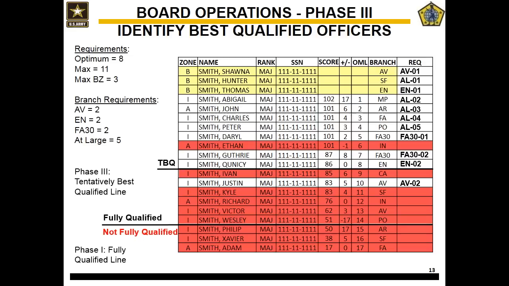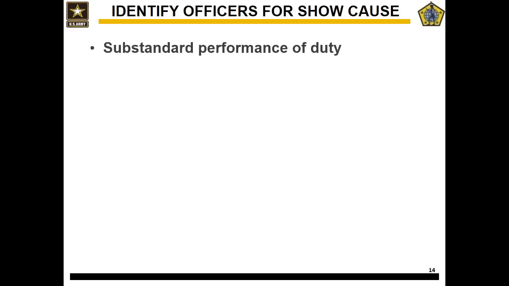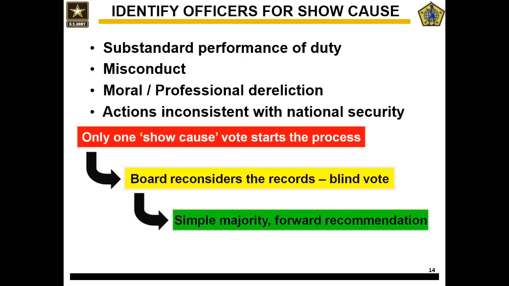We are now ready to move on to the fourth and final phase, which is show cause. In accordance with Army regulation, boards can recommend an officer to show cause for a number of reasons, including substandard performance, misconduct, dereliction, and/or actions that threaten national security. Only one show cause recommendation is required to begin the process.